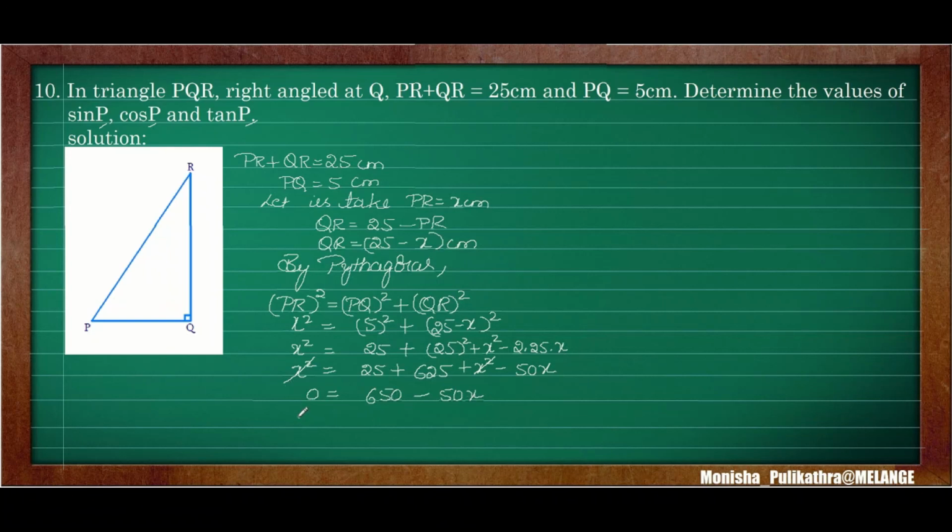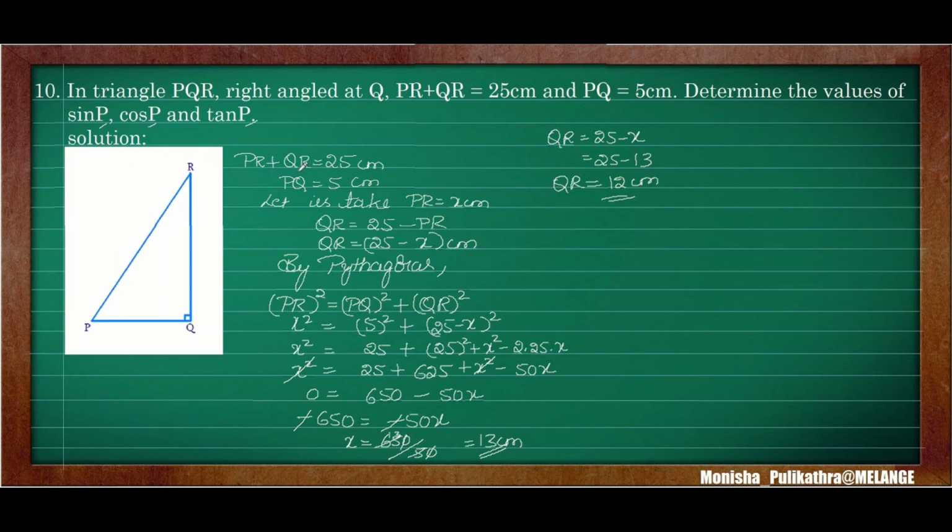So when I shift this 650 this side, it will become minus 650 is equal to minus 50X. Here minus gets cancelled. The remaining will be X is equal to 650 divided by 50. So here 0 cancels. 5 1s are 5, 5 3s are 15. So X will be 13 centimeter. So if X is 13, then QR is equal to 25 minus X. Therefore 25 minus 13, that is 12 centimeter. So QR will become 12 centimeter.